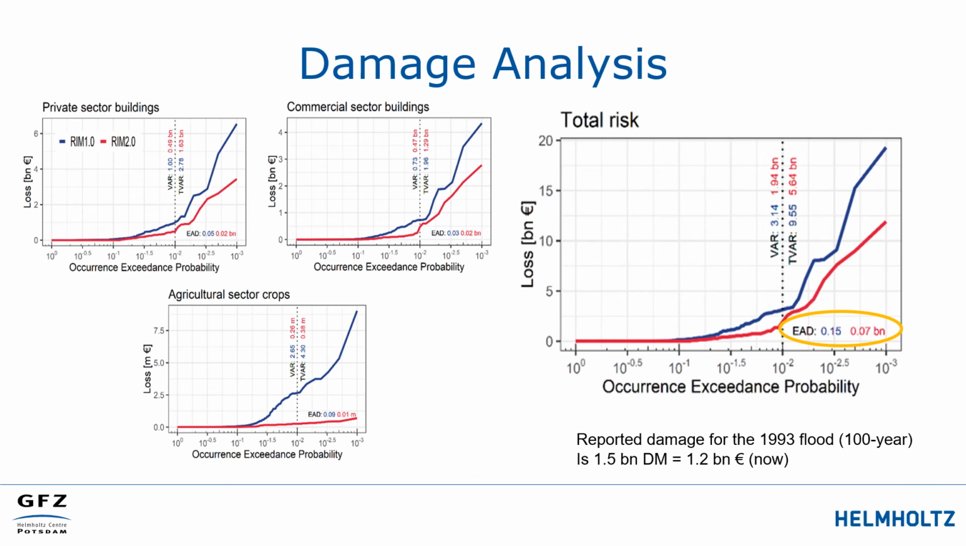In terms of damage, all damage models predict less damage for RIM2 than for RIM1, and that's because of the smaller inundation extent and inundation depths. For the 100-year event, the total damage estimated by RIM2 is almost 2 billion, while for RIM1 it is almost 3 billion, while the reported damage for the 1993 event is 1.2 billion, which is much closer to the value estimated by RIM2 than by RIM1. And the expected annual damage for RIM2 is more than half the one estimated by RIM1.